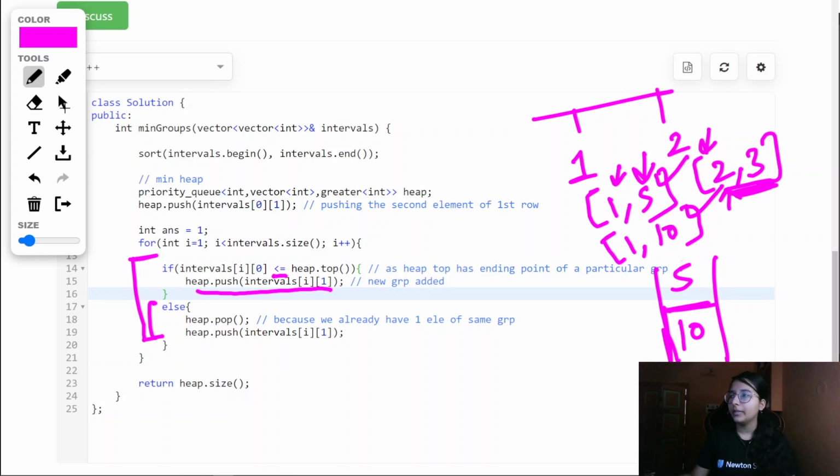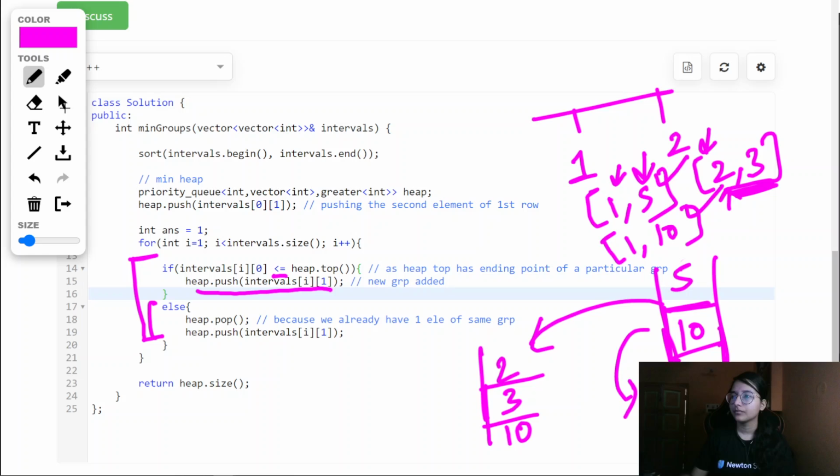So that's why we will now be pushing this 3 into the heap, and as it is a min heap, it will organize itself in this manner. Means 3 is now here and then 5 is there. So in this manner, now our heap is having 3 elements.